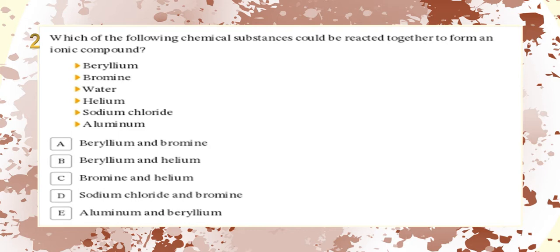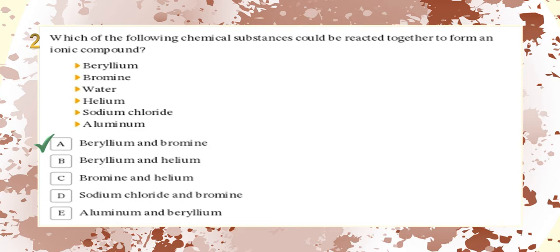Do you think it's the right answer? We will continue. No, we don't need to continue. We have the first one, metal and non-metal. This is the right answer. We will also discuss beryllium and helium. Helium is an inert gas. Third one, bromine and helium. Helium is an inert gas. So B and C are wrong. Helium is an inert element that doesn't enter into chemical reactions.